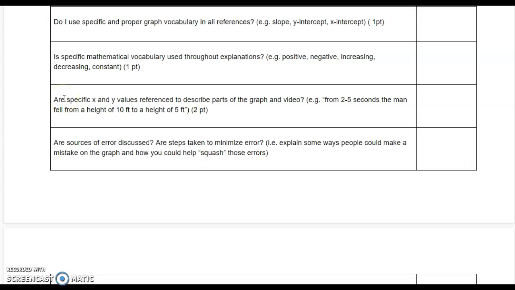Are specific x and y values referenced, and do they describe parts of the graph? So an example, from 2 to 5 seconds, the man fell from a height of 10 feet to a height of 5 feet. So you're explaining what's going on in the video just like what a teacher would.